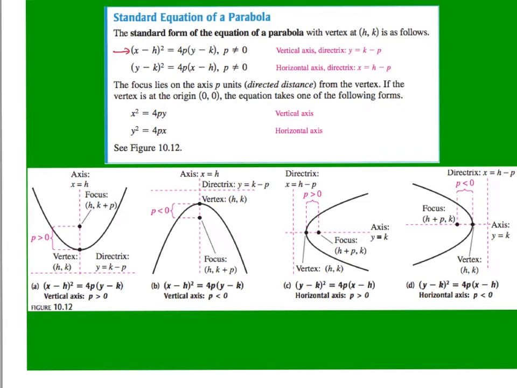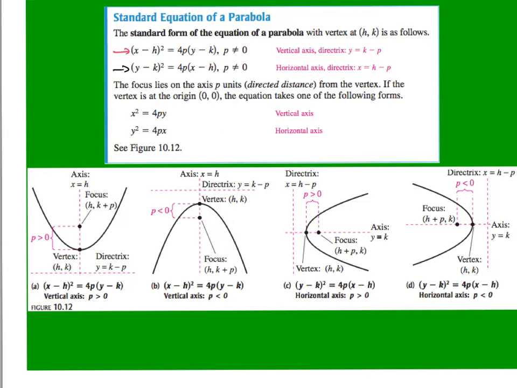That's when we have an x squared, and x squareds either open up or open down. And then the other one we have is (y minus k) squared is equal to 4p times the quantity (x minus h). And that's when we either open right or open left. Again, if you understand your P, you know everything. So once you've got those two written down, I want to talk about them.